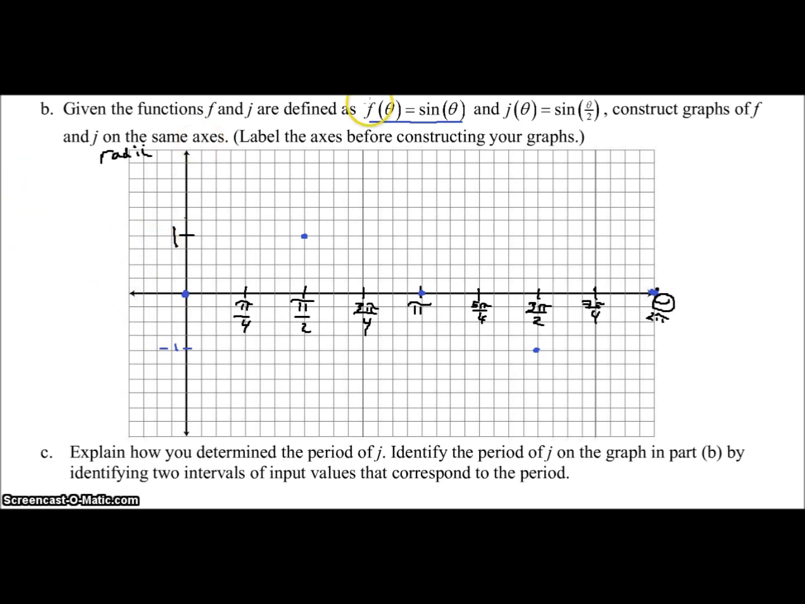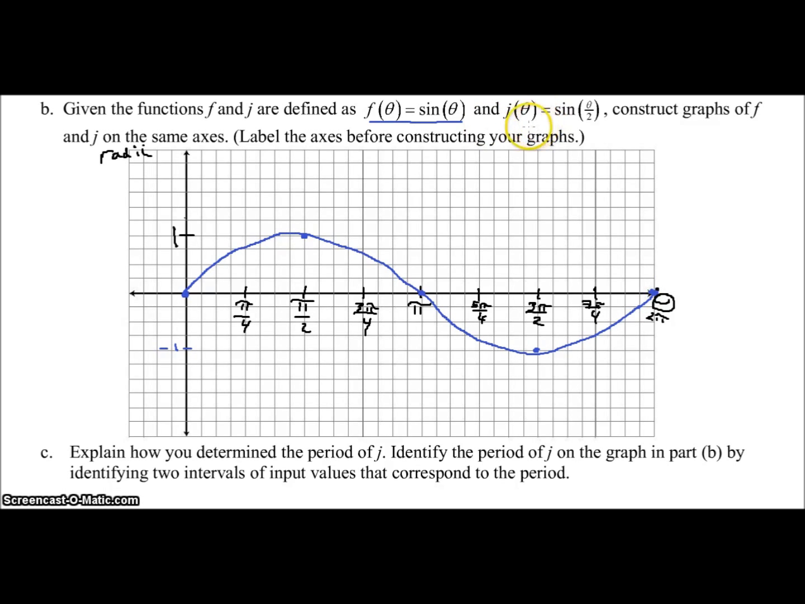So I sort of skipped those pi over 4 values. I just thought that we would use those, but I might be wrong. I probably should have counted off by 2 pi's or something, but here is our function. So there's one full period of the sine function.